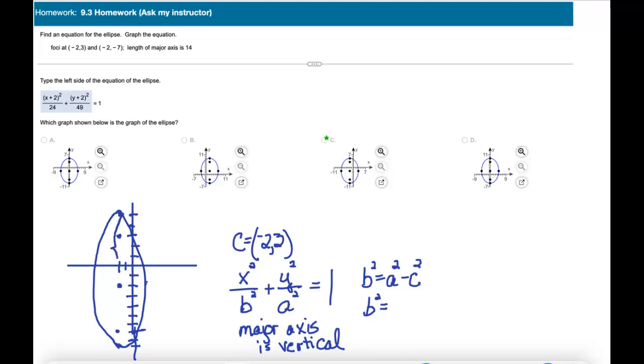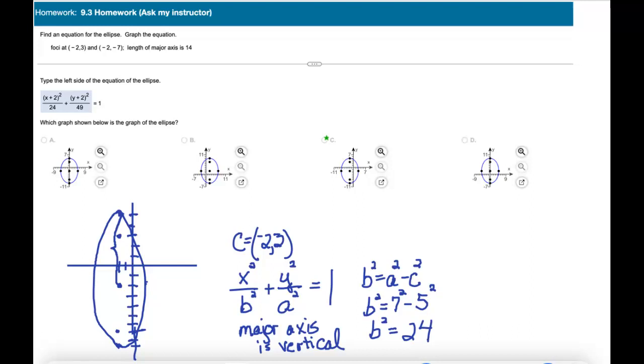Just going to mark this a little bit here. This distance is what I'm looking at. So that's 7 squared minus, and the distance to the foci is 5, so that's 5 squared. And I just do some arithmetic. So I've got b squared equals 49 minus 25, which is 24.